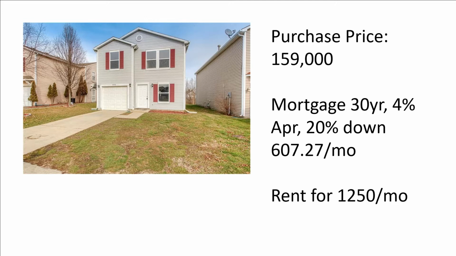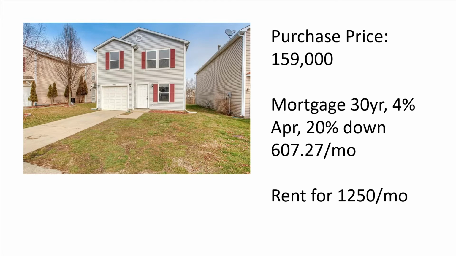So a 30-year mortgage at 4% with 20% down. Now this would be assuming that you're getting into an 80% loan, which means that you're probably going to be doing some good financing. Our payment would be about $607, and let's assume that it rents for $1,250 a month. So you'd look at that and say, okay, well, by the 50% rule, I'm doing okay. So this should be a great property to purchase.